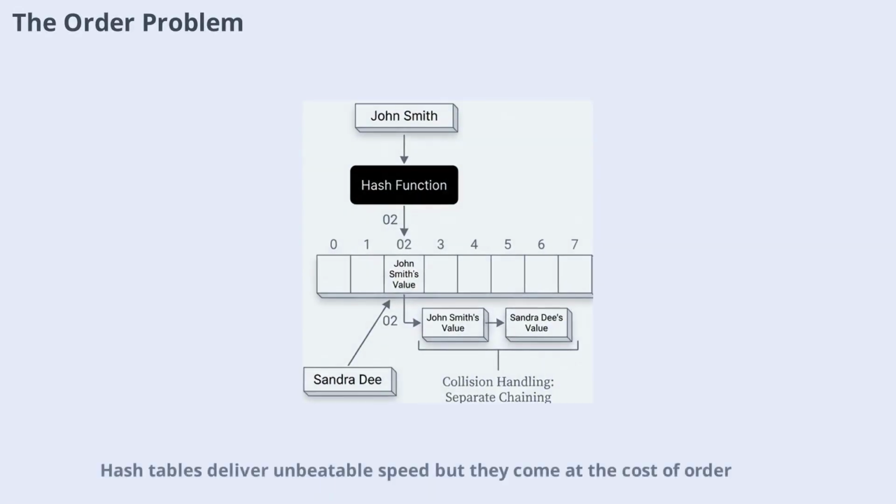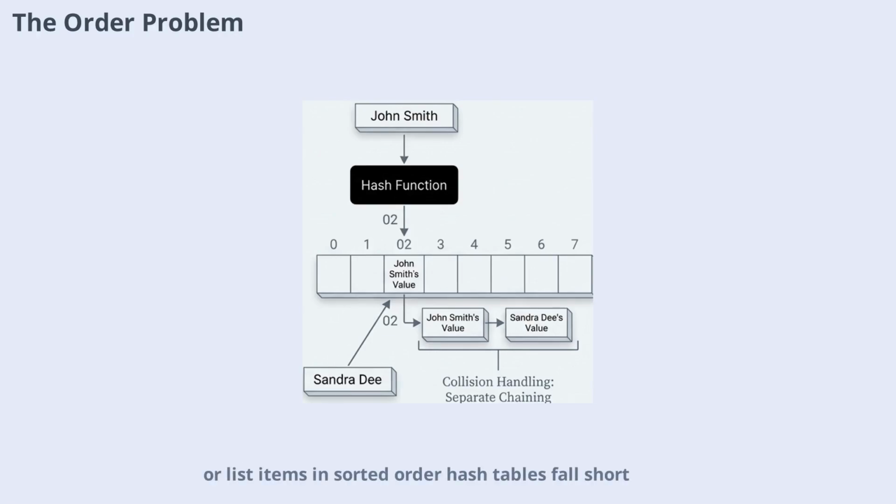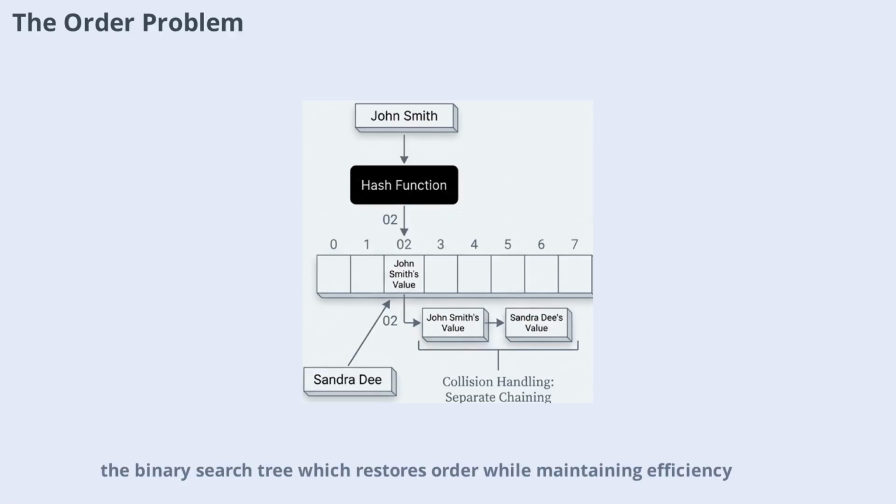Hash tables deliver unbeatable speed, but they come at the cost of order. If your application needs to find the smallest or largest element or list items in sorted order, hash tables fall short. This limitation leads us to the next evolution in data structures, the binary search tree, which restores order while maintaining efficiency.